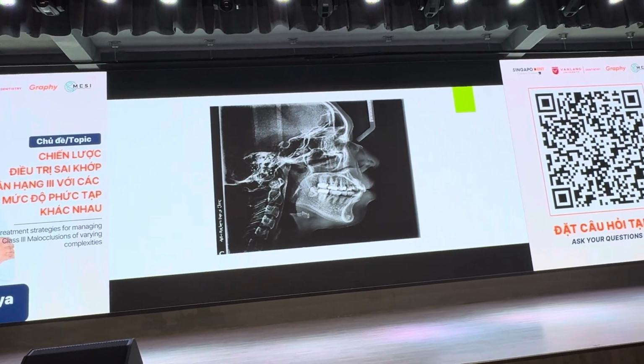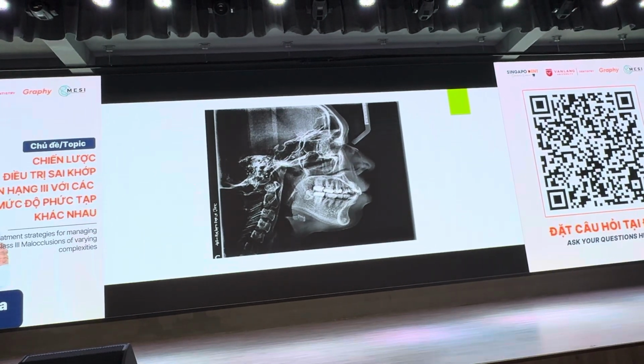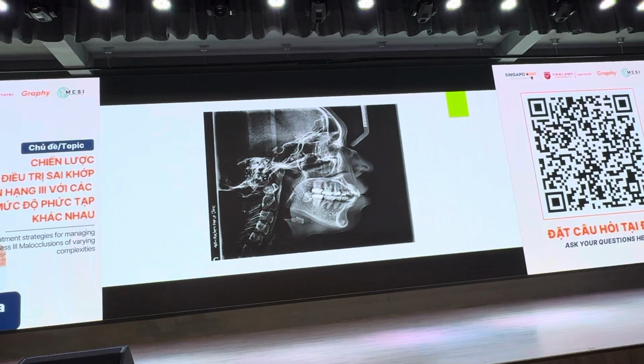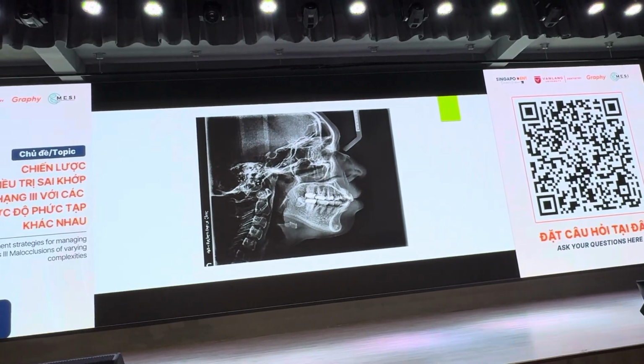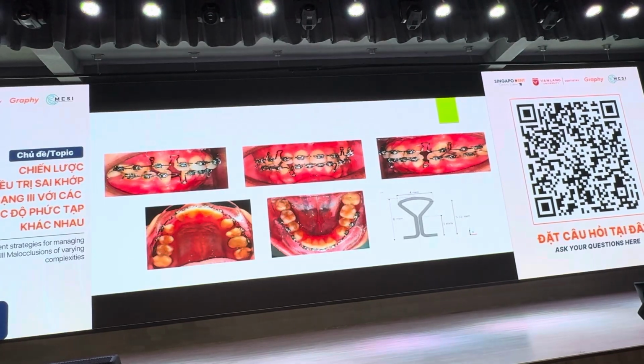So this was her pre-treatment. You can see that her upper and lower incisors are proclined. She was already high angle, so this was just complicating things for us a little bit. So we decided to extract her upper and lower teeth.